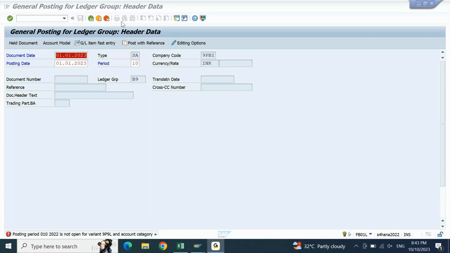Gaurav, do we need to make settings for the shift indicator for this kind of thing? At the fiscal year level, you will maintain that setting.